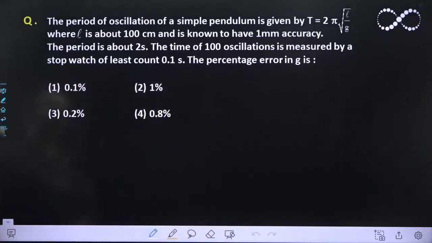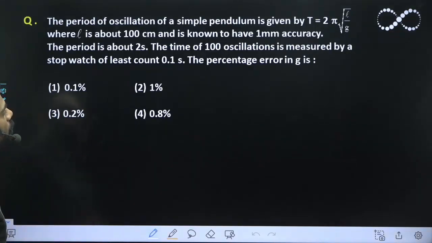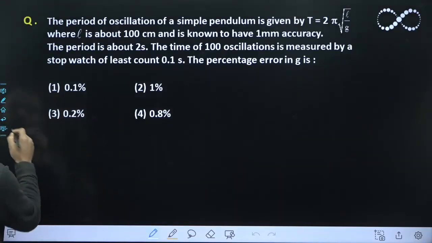The period of oscillation of a simple pendulum is given by this equation, and the length is given as 100 centimeter and is known to have 1 millimeter accuracy. So the error of length is given. The period is about 2 seconds and the time of 100 oscillations is measured by a stopwatch of the least count 0.1 second. So the stopwatch has an error of 0.1 second. It is asking for the percentage error in g. So let us solve this.